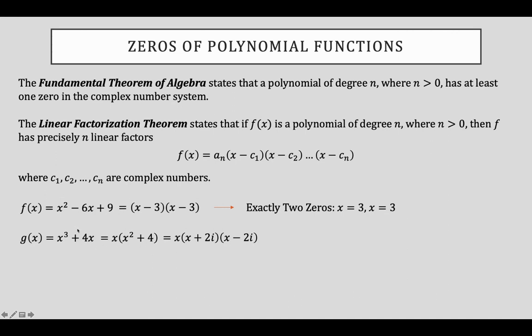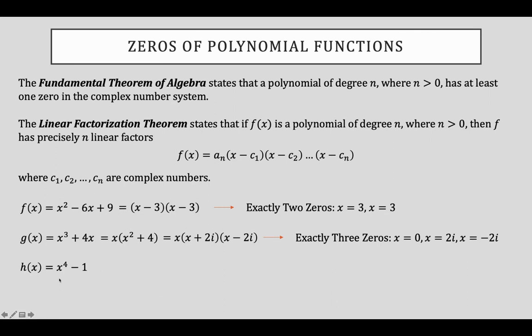So notice the cubic polynomial can be rewritten as the product of 3 linear factors. And so what are the zeros? Well, x equals 0, x equals 2i, and x is equal to negative 2i.